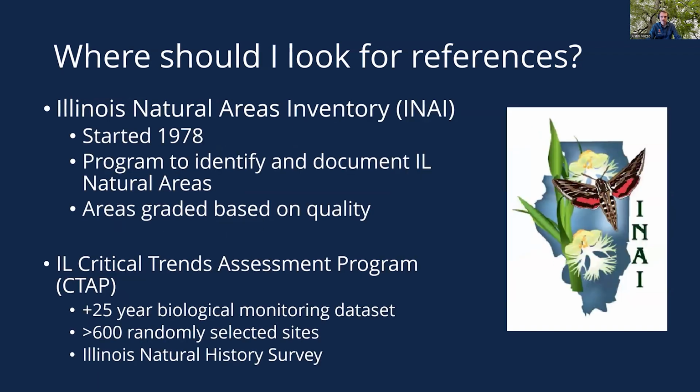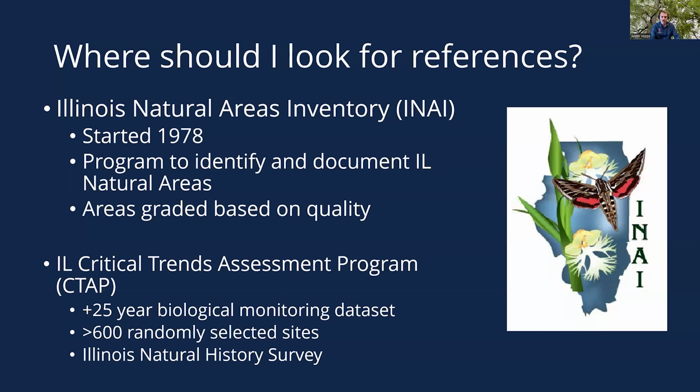Another great resource is the Illinois Natural Areas Inventory, which was started in 1978. This is basically a program that was used to identify and document all of Illinois' natural areas. So even more broadly than just the nature preserve system, this database includes all natural areas, and it also includes grades based on quality. So if you can gain access to some of the data of this natural areas inventory, you might be able to also identify some of those areas even more broadly than just the nature preserves.